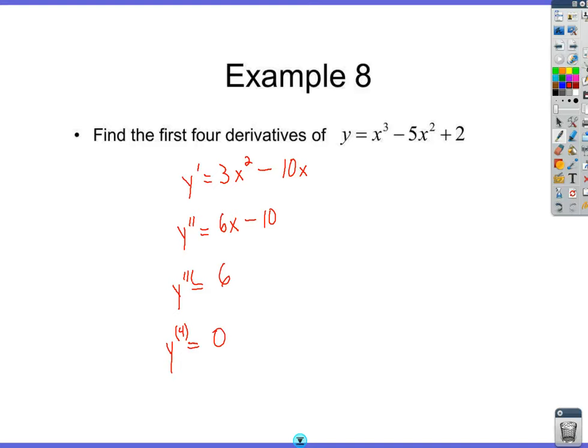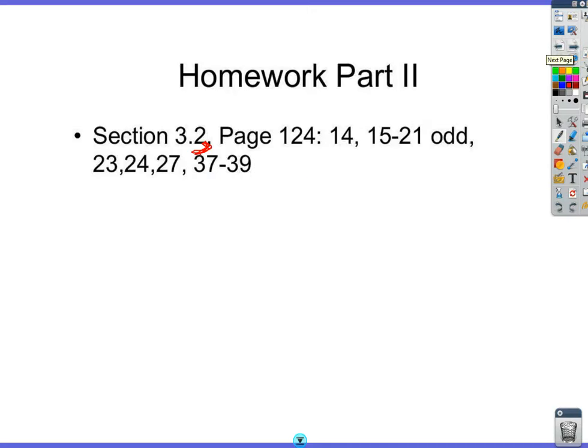All right, now that we've stopped it, here's your homework. Notice on your sheet it says section 3 point. It's not 3 point, it's really 3.3. Just like last time I kind of messed up. Page 124, that's the right page number. Everything else is right.